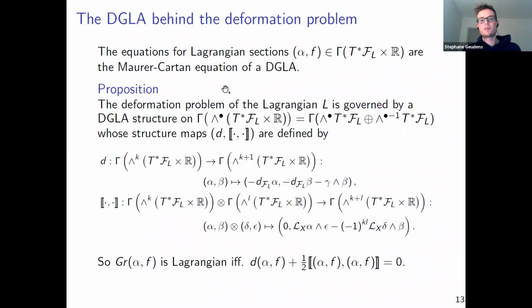So this is the DGLA that governs the deformation problem. And yeah, so whereas in the symplectic case, the underlying algebraic structure was just a cochain complex, or if you want a DGLA with 0 bracket, now we have a DGLA with non-zero bracket, but still the bracket is quite simple. It only has a component in the second factor, taking some Lie derivatives.